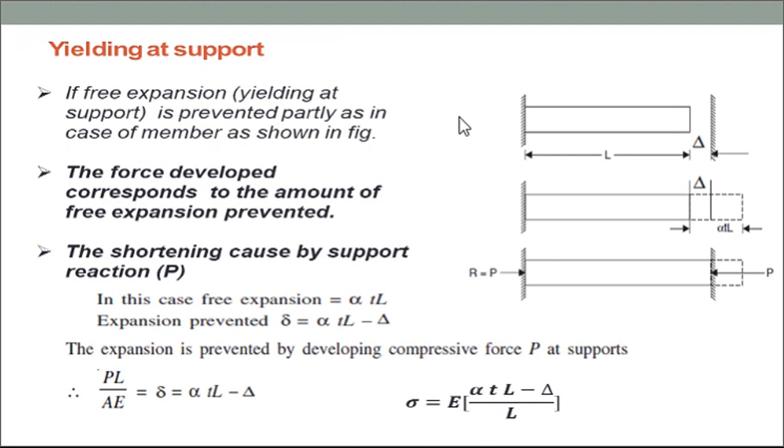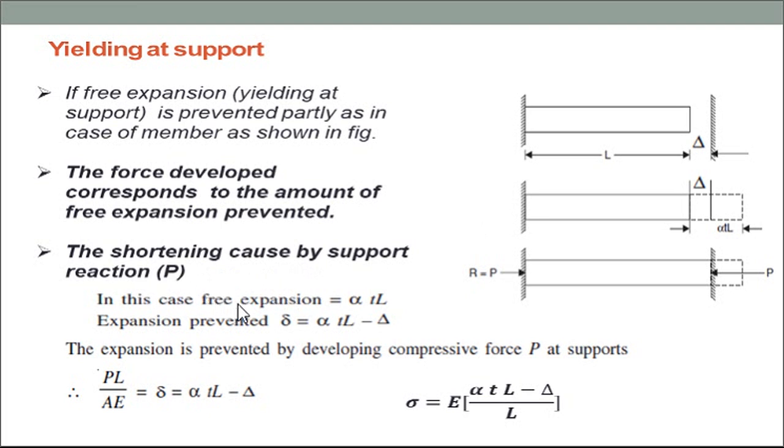Yielding at support. So if free expansion or yielding at support is prevented partly, as in the case of the member shown in this particular figure. So you can see in the figure, there is a uniform cross-sectional bar. There is a support at this particular end, and the original length is capital L, and there is a support provided at a distance delta, and the force developed corresponds to the amount of free expansion that is prevented.